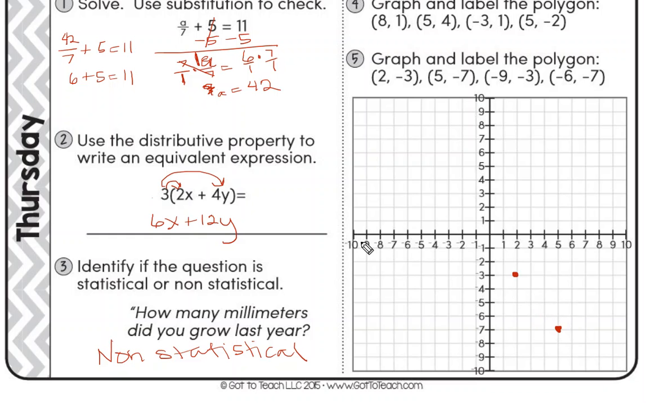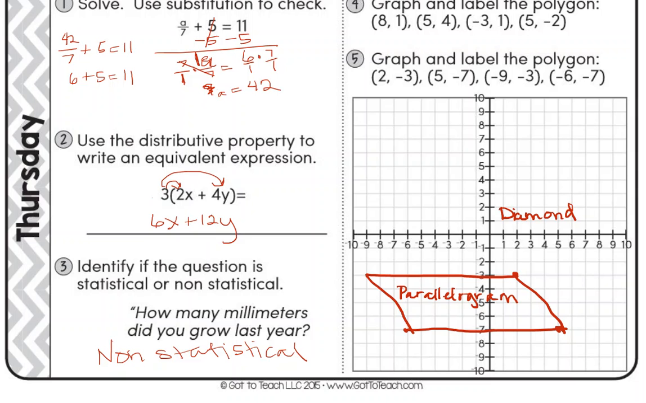-9, so we're going all the way over here, and 3. And then we're going -6 and 7. So it looks like we're going to have kind of like a parallelogram here. Okay, connecting up the dots. And it looks like we have ourselves a parallelogram. Okay, and I would call that first one a diamond that we did before.